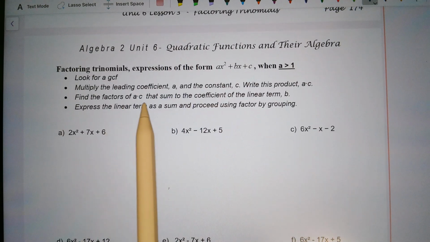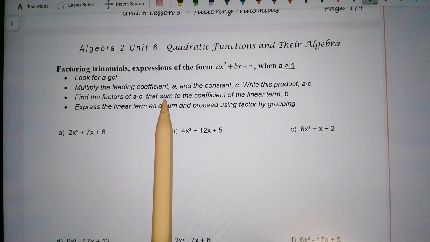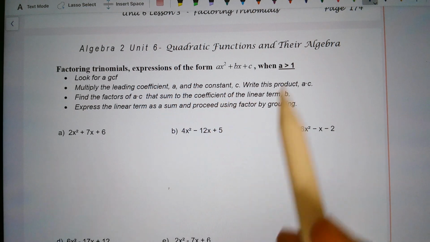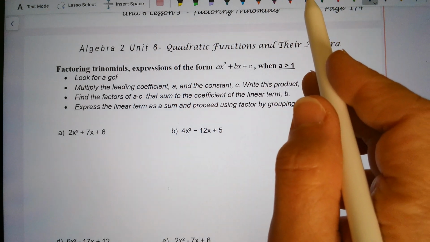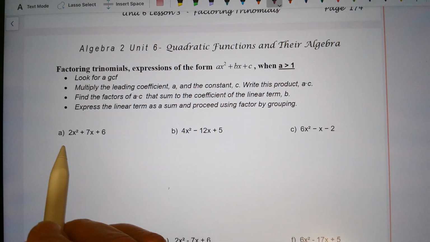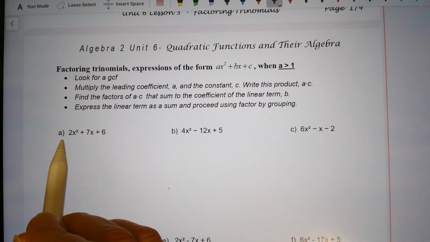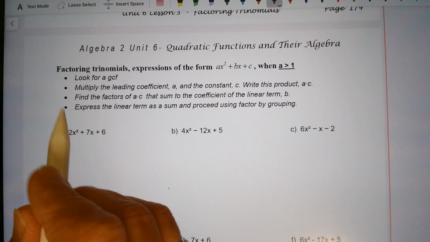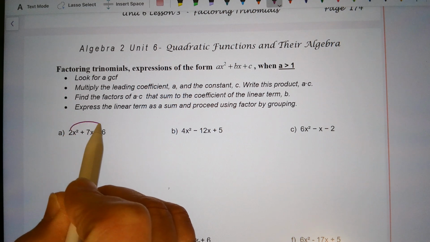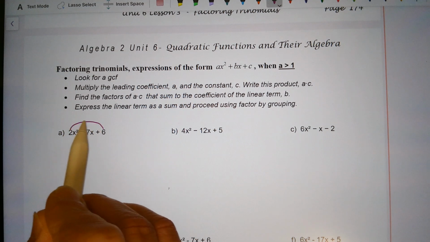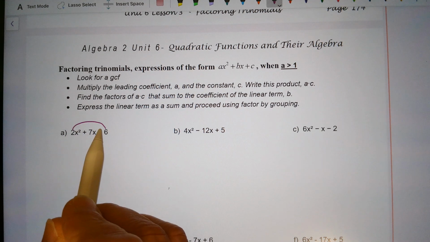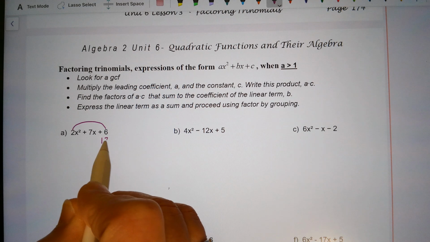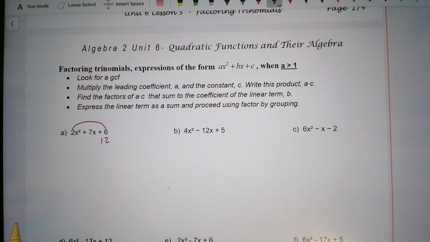We're going to multiply the leading coefficient, the a value, and the constant c, and write this product. Okay, so let's see. Start here. All right, so I look at this trinomial. There's no GCF. The leading coefficient is a 2. It's not 1. So we're going to multiply that 2 by the constant 6. And I say, draw this rainbow, all right? Connect these two, and you multiply them. 2 times 6 is 12. So write 12 just beneath the 6.